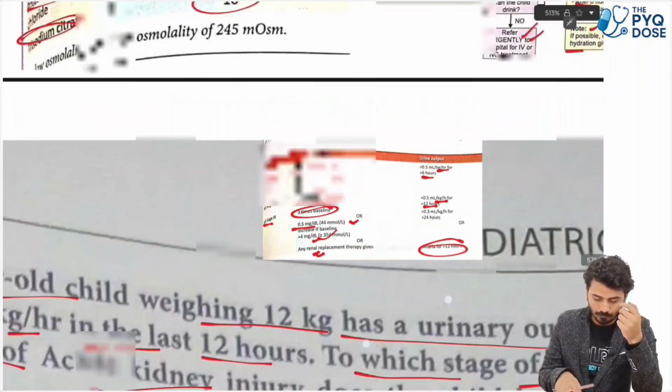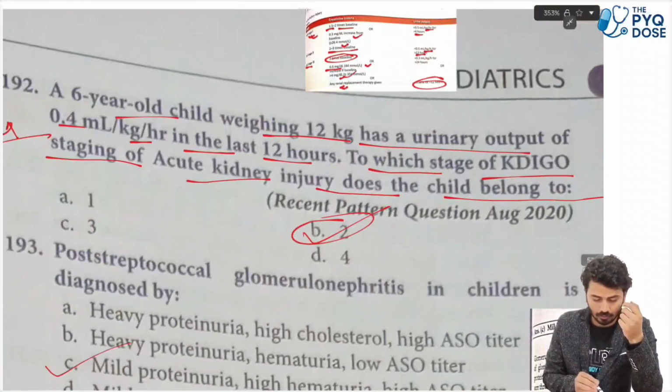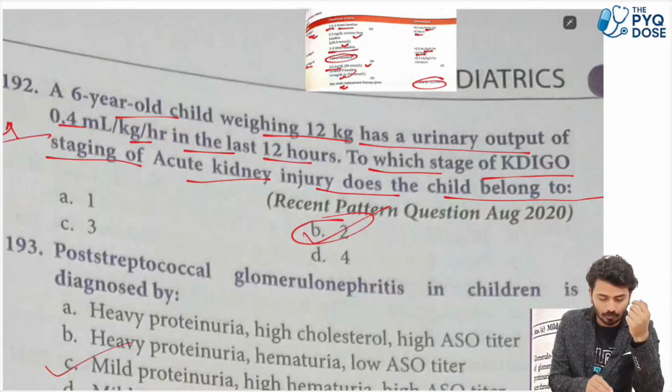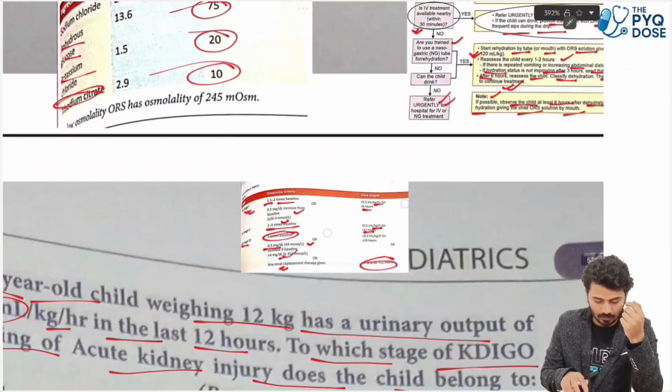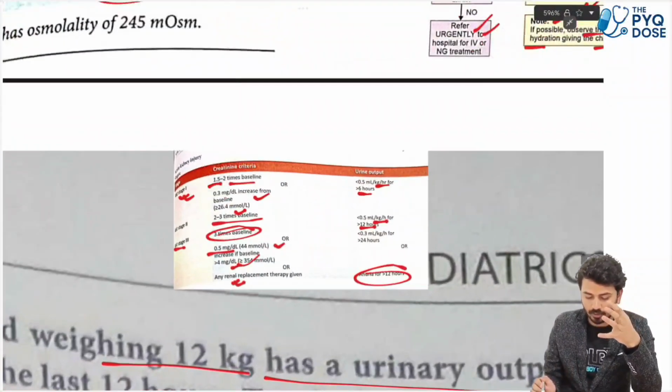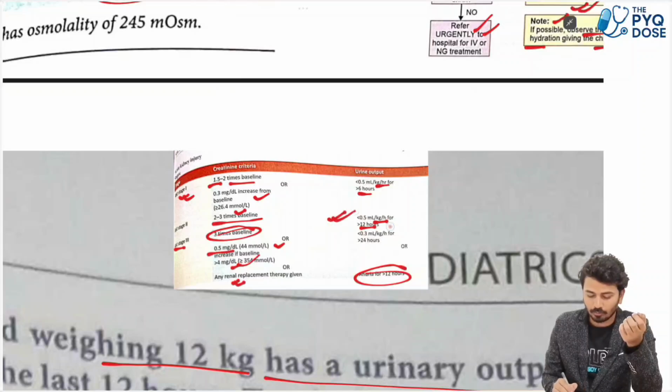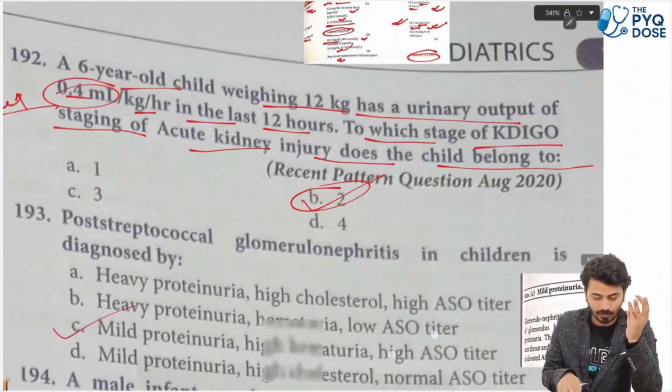So this falls in our grade 2. This falls in, urine output कितना दिया हुआ है? Urinary output of 0.4 ml per kg per hour in the last 12 hours. Less than 0.5 ml per kg per hour for greater than 12 hours. ऊपर वाला कितना है? 6 hours. So this falls in the second stage.